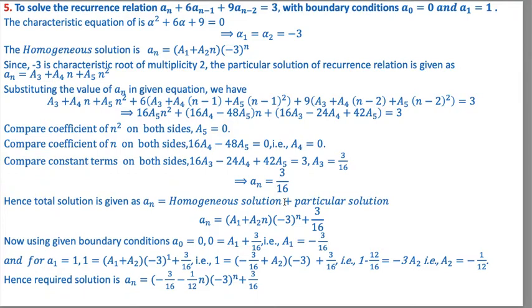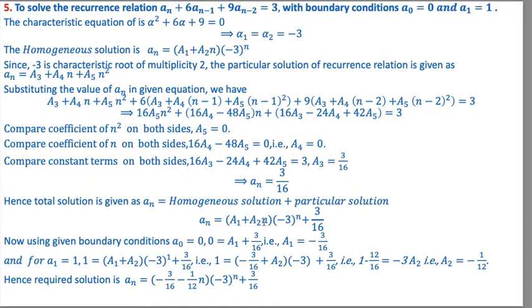Hence, the solution of the given recurrence relation is homogeneous solution plus particular solution. Now, the homogeneous solution is a1 plus a2n times minus 3 to the n, and the particular solution is 3 upon 16.